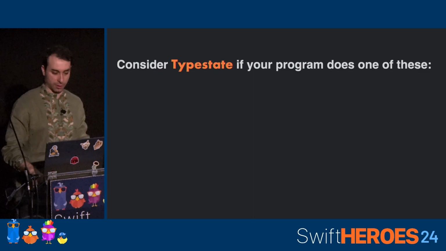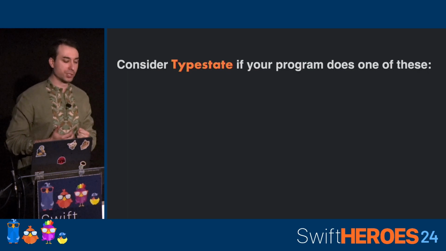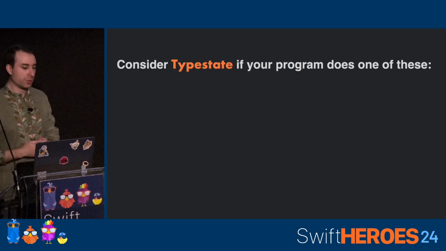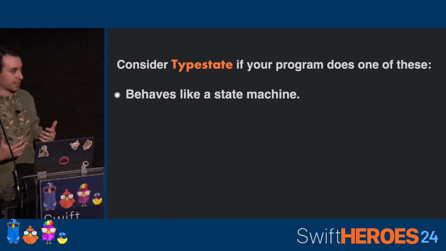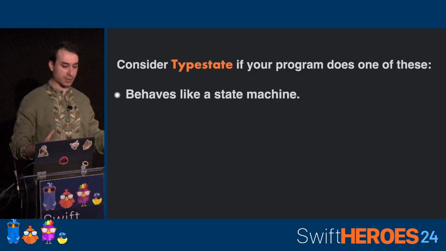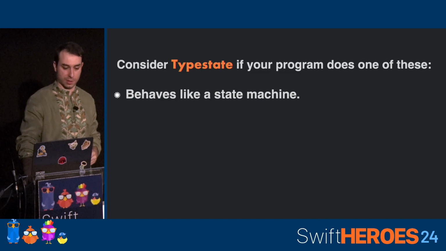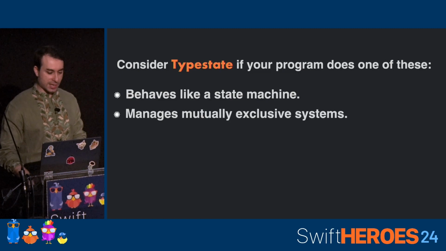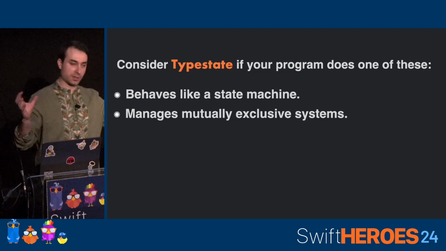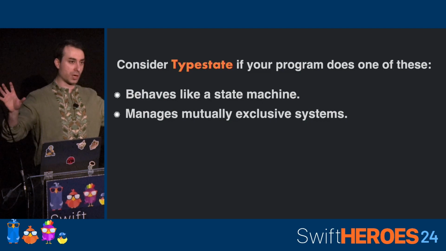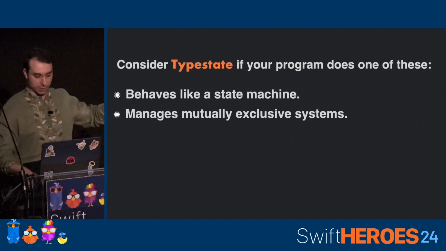Right, we're pretty much done. These are the final slides. Typestate is obviously a bit niche, so when should you consider using this approach? Well, when your program behaves like a state machine. You have specific states between which you can transition, and you want to enforce these transitions at compile time. The second, when you have mutually exclusive systems. In our case, we had engine and infotainment systems, which we really want to keep separated. Typestate allows us to achieve this really nicely.